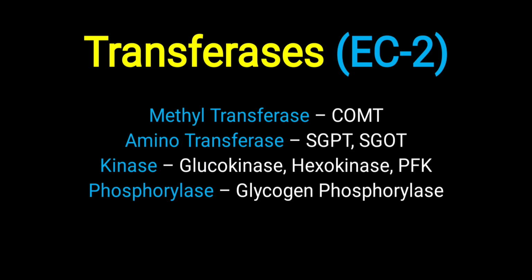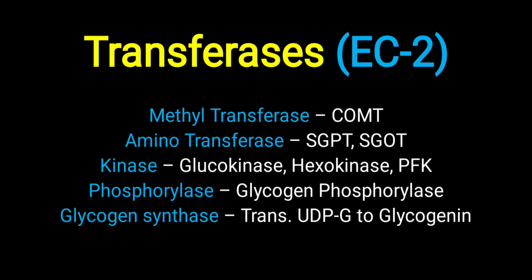Furthermore, phosphorylases, that is glycogen phosphorylase. Remember, glycogen phosphorylase separates one glucose molecule from glycogen and makes glucose 1 phosphate. This glycogen phosphorylase also belongs to the transferases. The interesting thing is that for glycogen synthesis as well as glycogen breakdown, glycogen phosphorylase and glycogen synthase both belong to enzyme class 2. Both are considered transferases. So remember methyl transferase, amino transferase, kinases, phosphorylases and glycogen synthase all belong to class 2 transferases.